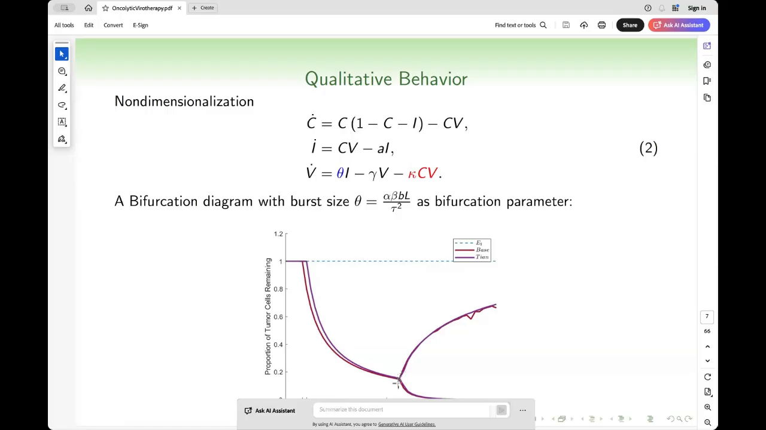And then after a while, you get a Hopf bifurcation point right here. And then these are the minimum and maximum values of an oscillation. So you get periodic orbits, periodic solutions.